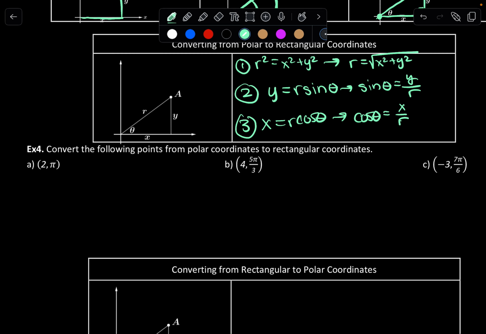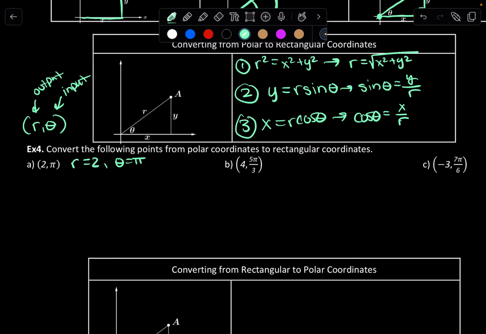So convert the following points from polar coordinates to rectangular. We have (2, pi). All right, so my r is equal to 2, and my theta is equal to pi. So remember, coordinates are (r, theta). Even though r is the output and theta is the input, r is listed first in polar, okay?